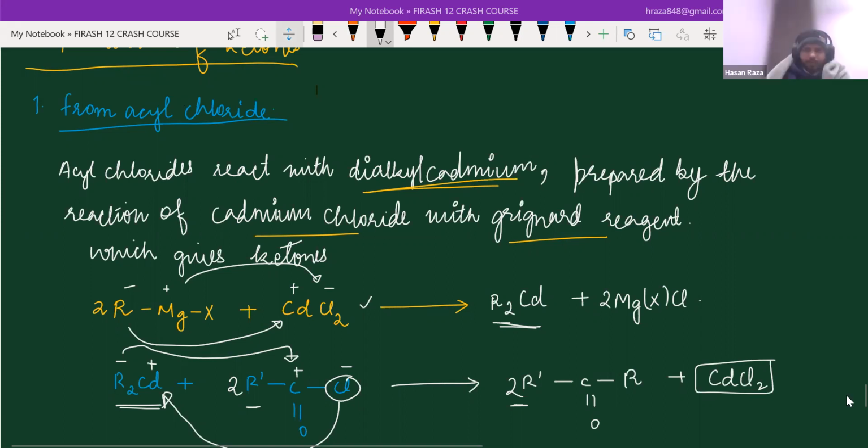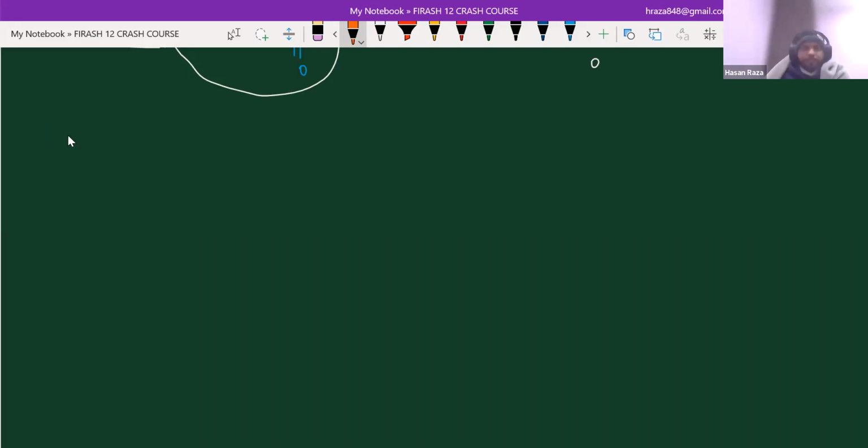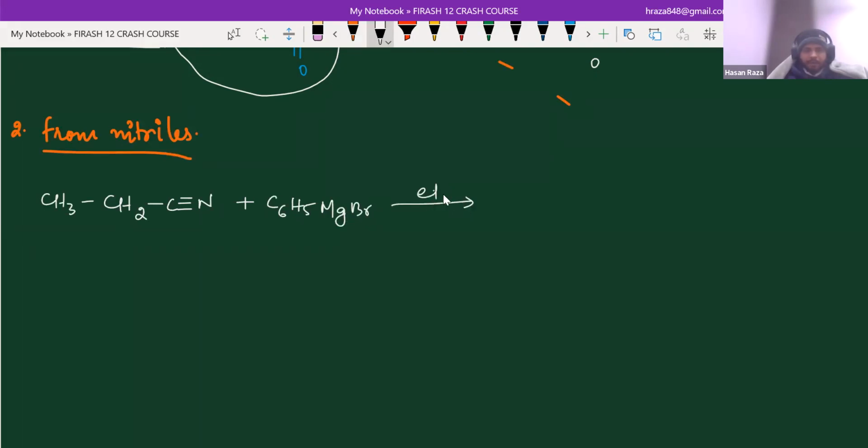So this is the first method of preparation of ketone. Now the second method is from nitriles. Nitriles you already know, it's RCN. For example, CH3CH2, C triple bond N. This is your nitrile. And if you are going to react this with C6H5MgBr in the presence of ether, what will happen?